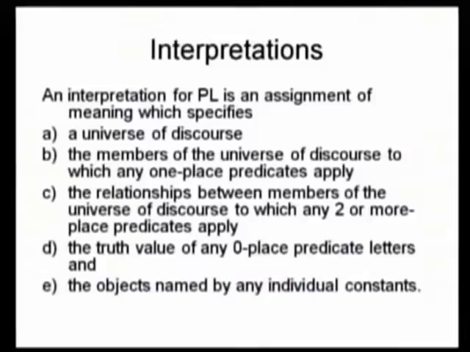And the truth value of any 0 place predicate letters, that is atomic sentences that we may have. We don't have any of those. And finally, objects named by any individual constants. And we don't have any of those here either. We'll get to all of that stuff in a second.